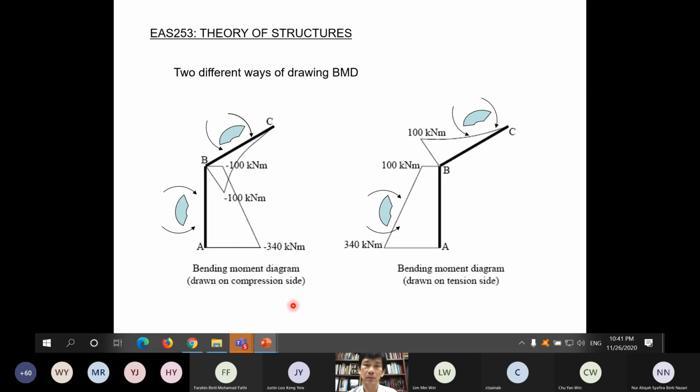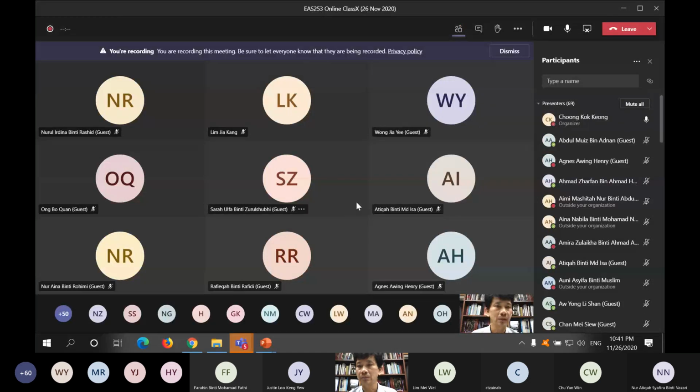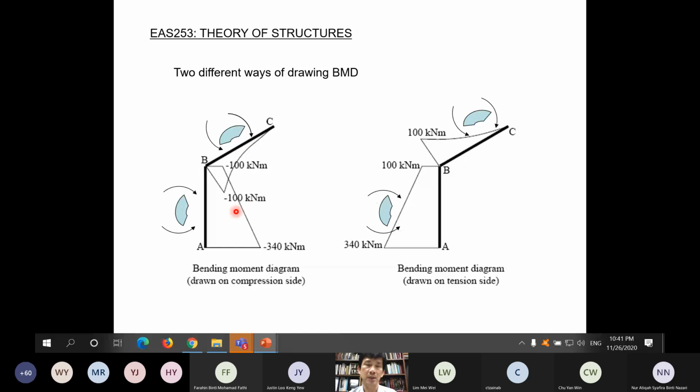So the bending moment diagram that we have is drawn on the compression side. Okay, so when drawn on the compression side, you have negative here, so it means it bends like this. This is negative, means it bends like this. So drawn on the compression side, this part is in compression. This part is in compression.